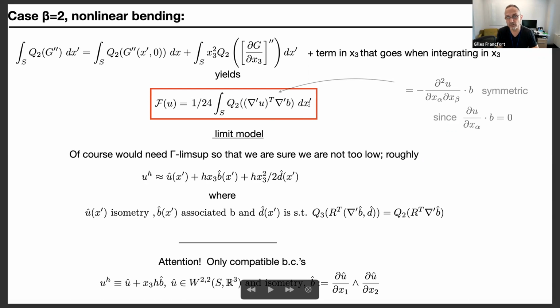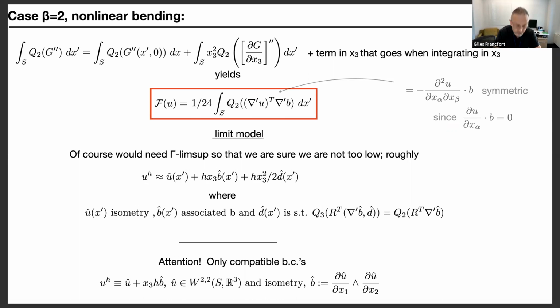The candidate is what I drew in red, and the expression which involves this dG dx3 is exactly the one that comes from the previous slide. That object, grad u transpose grad b, is just the second fundamental form, the curvature tensor associated to S, as I wrote to the right.